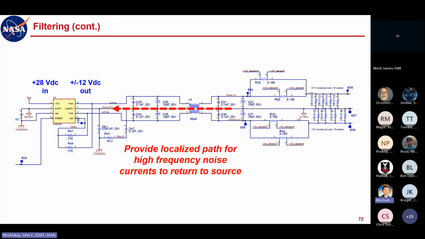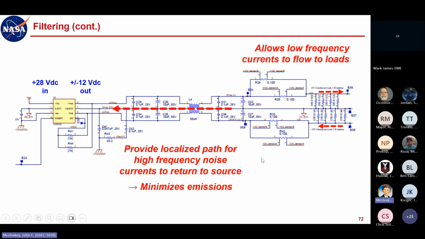But you're making use of the fact that high frequency currents do indeed flow through capacitors. That's exactly what you want. The capacitors are providing a low impedance path for those high frequency currents to get back to the source and away from anything downstream. That minimizes emissions, which is exactly what you want. And it allows the low frequency currents to flow out to the loads, which is what you want.